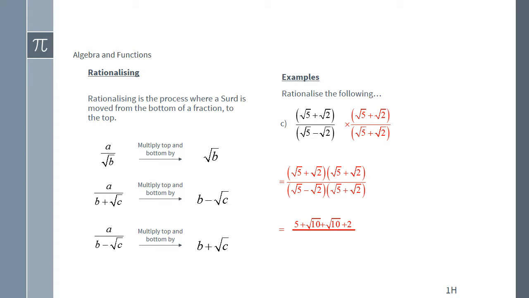On the bottom we can use the idea of the difference of two squares again to say it's root 5 times root 5, which is 5, take away root 2 times root 2, which is 2, to leave us with 3. So it's 7 plus 2 root 10 over 3. Occasionally, an exam question might say write this in the form a plus b root 10, in which case you would have to give the answer 7 over 3 plus 2/3 root 10.